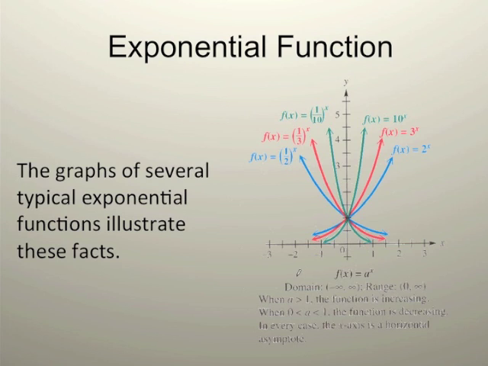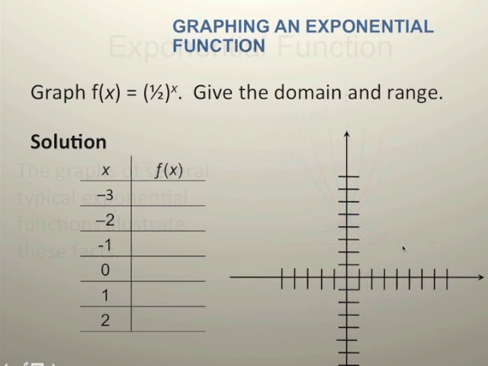The range is still from 0 to infinity. When a is greater than 1, the function is increasing. When a is between 0 and 1, the function is decreasing. And the x-axis is always a horizontal asymptote for all of these basic functions.